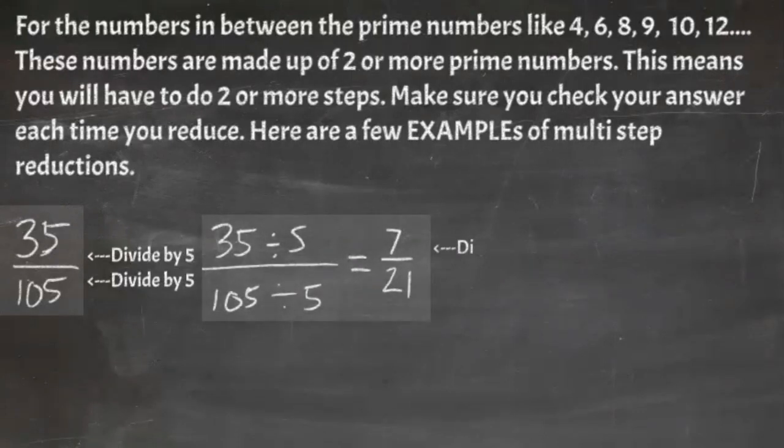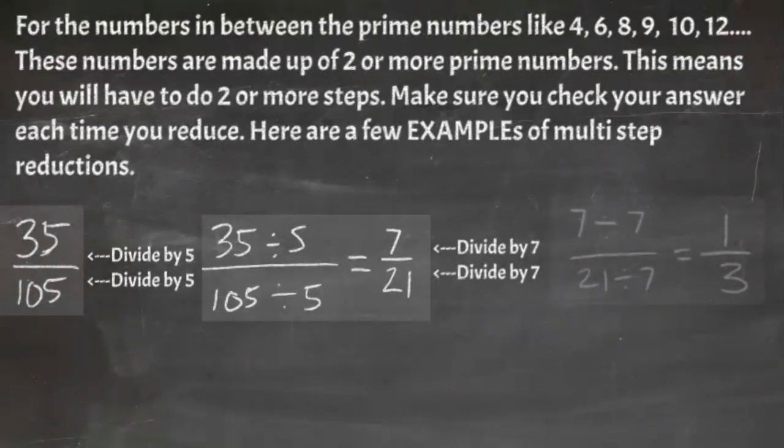Whenever I see a 7 on the top and a number on the bottom, I divide both by 7 to see if it can reduce further. So if I divide both by 7, like this, I get my new equation, 7 divided by 7 over 21 divided by 7, and that equals 1/3. Both of those are prime numbers, so we're done.